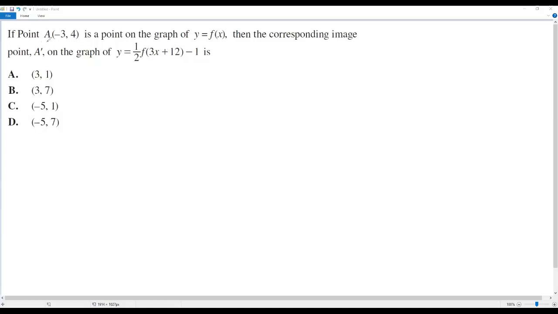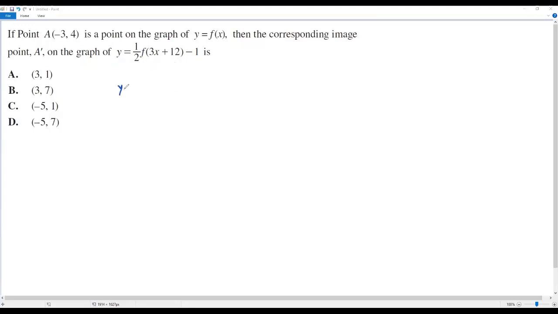minus 1 is. Here we have this point A of negative 3, 4 on the graph of the basic function y equals f of x. After some transformations, the function is given over here. So we have to find the corresponding image point for this A of negative 3, 4. That is A prime on this transformed graph, transformed function. Okay, so for that we need to understand the transformations applied over here.